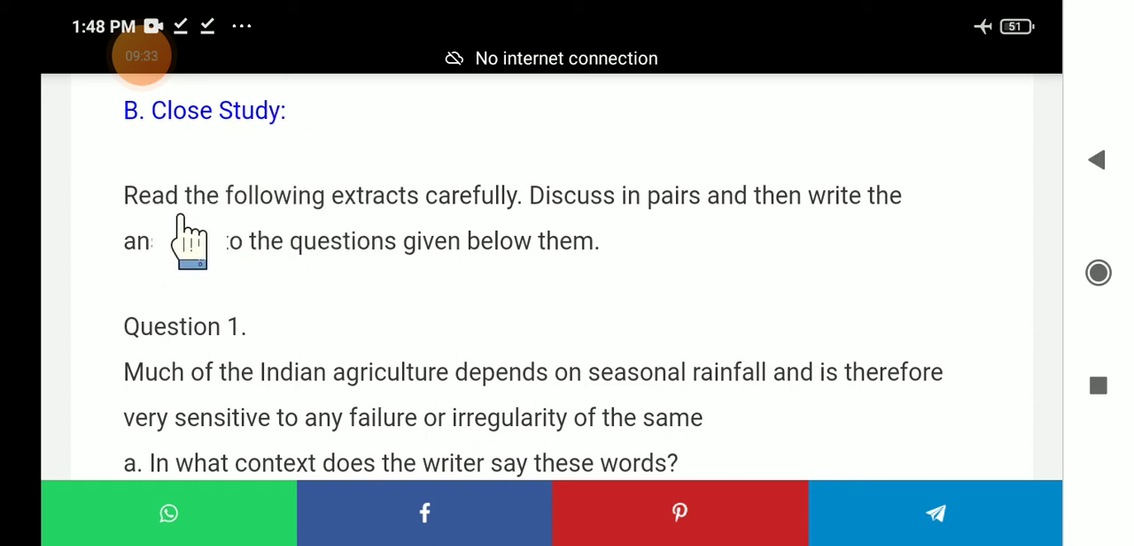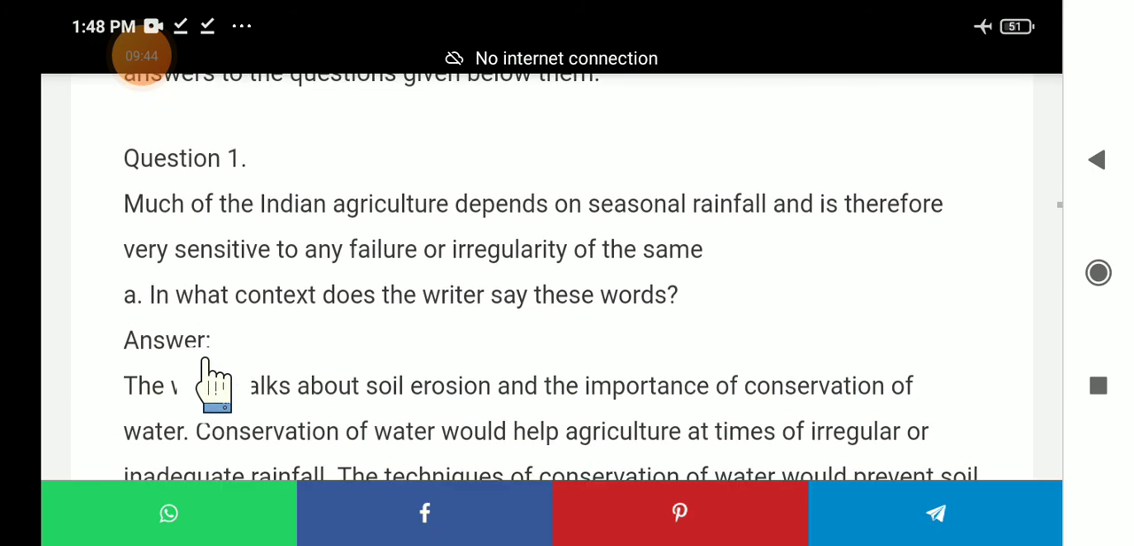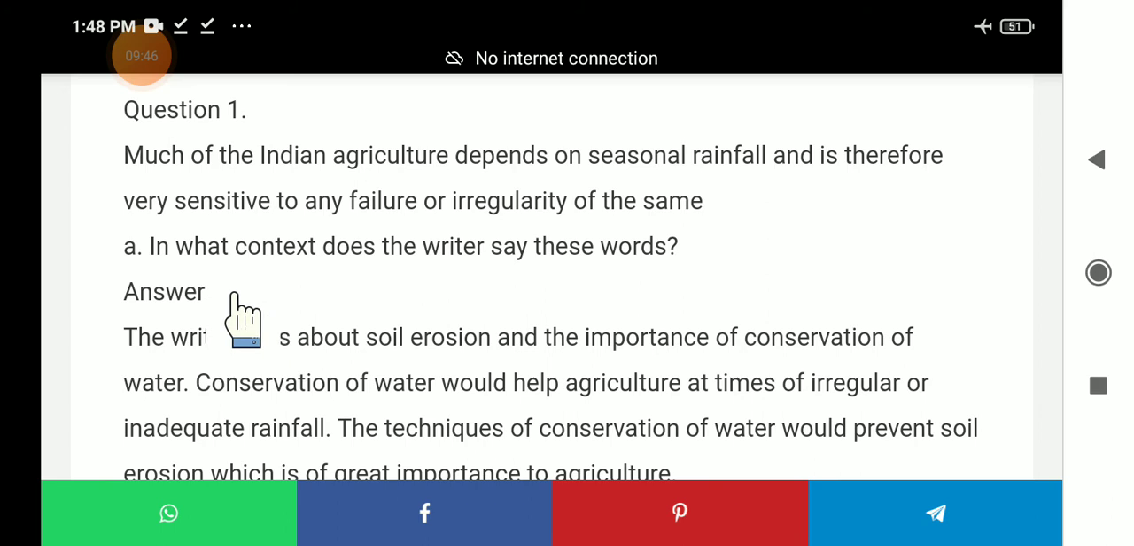So the first question is, read the following extract carefully, discuss in pairs, and then write the answers to the questions given below. So question 1 is this one. Much of the Indian agriculture depends on seasonal rainfall and is therefore very sensitive to any failure or irregularity of the same.